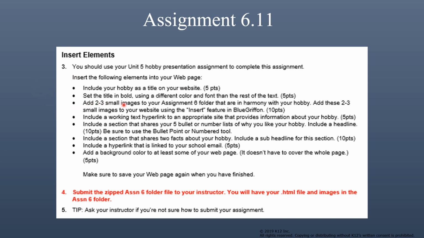Third bullet point, add 2 or 3 small images. Pay attention to this. Add 2 or 3 small images to your assignment 6 folder. Put it in your folder first. So let's say you're doing surfing. Either you have your own pictures or go to Google and find them and right click and save those 3 or 2 pictures inside your assignment 6 folder. Once you have your images, add these 2 or 3 small images to your website in Blue Griffin using the insert function tool in Blue Griffin. You'll do insert, and then it'll ask you where to find these images you want to put on your web page. You'll go to your assignment 6 folder and they're in there.